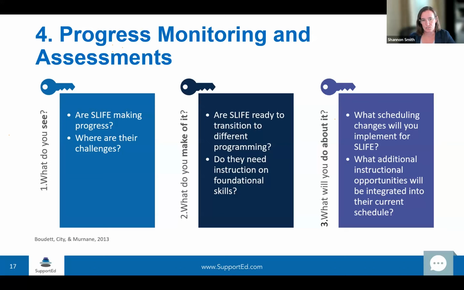So just think about what you do in your current context to support progress monitoring for SLIFE. I know this one's a tough one, because a lot of times this is the harder one to think about, but how do you use data to inform instruction and programming for SLIFE?